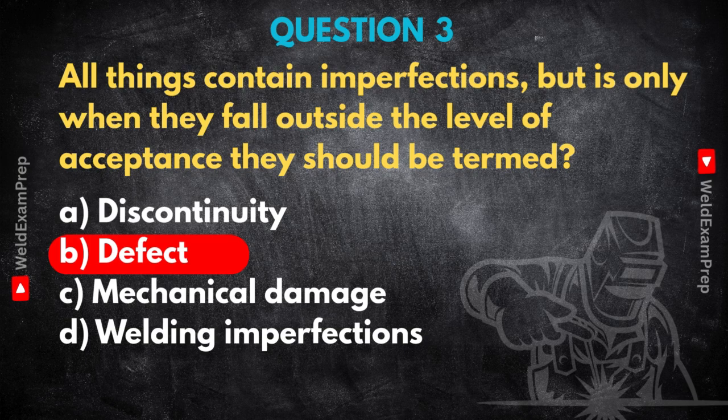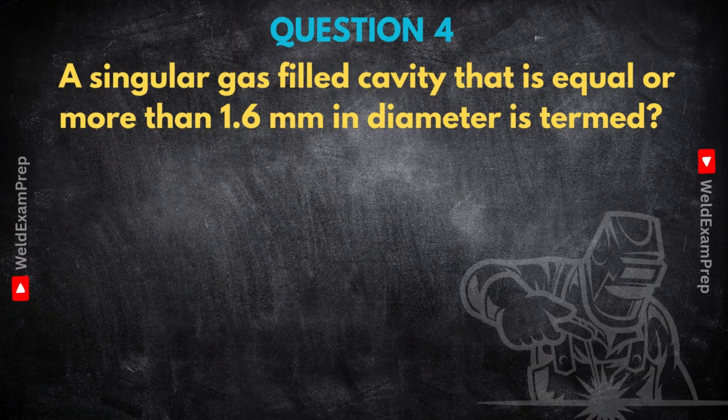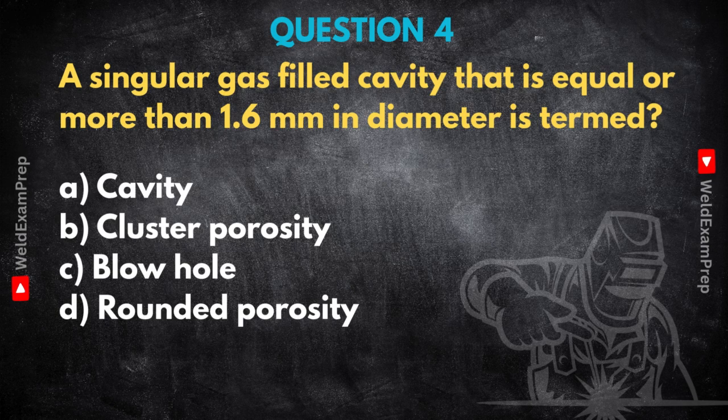Okay, super important distinction. Let's get specific again with question 4. A singular gas-filled cavity that is equal or more than 1.6 millimeters in diameter is termed. Options. A. Cavity. B. Cluster porosity. C. Blowhole. D. Rounded porosity. Right, the precision here is interesting.